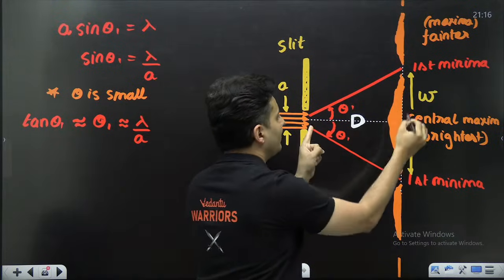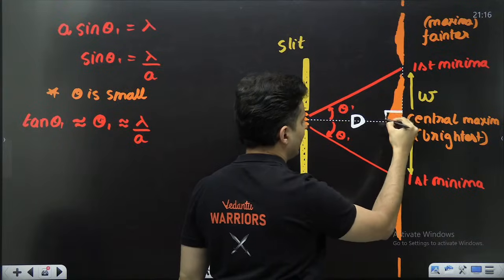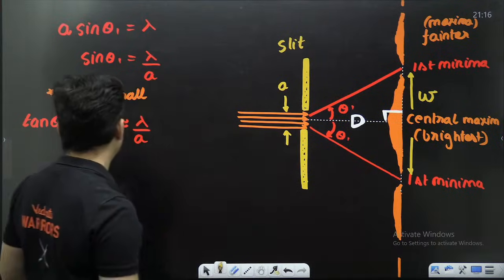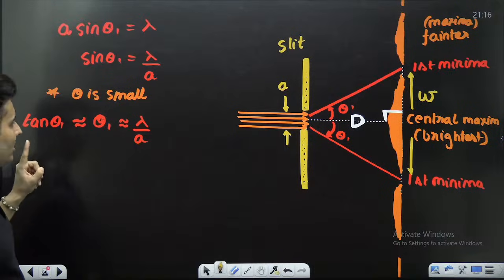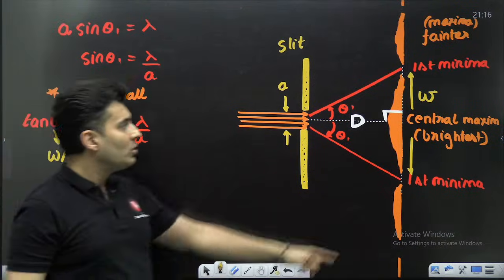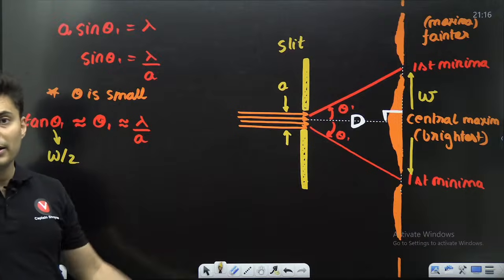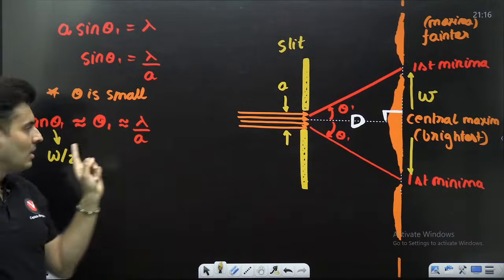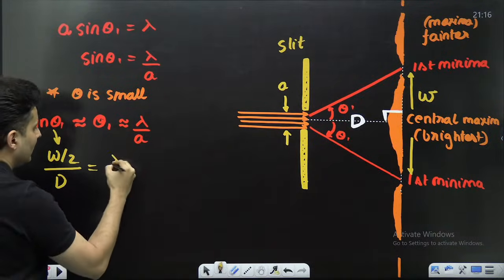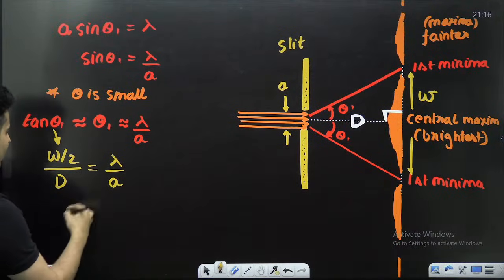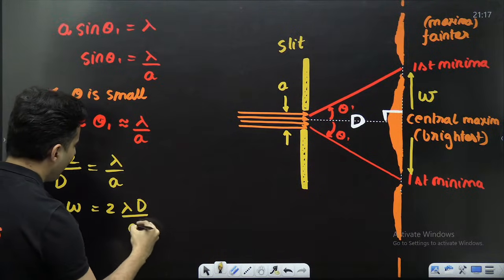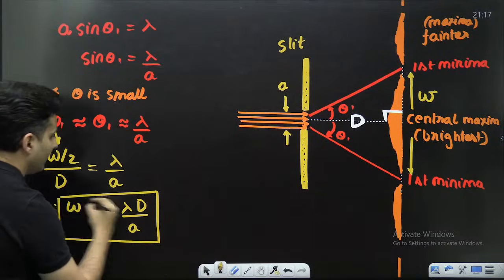I'll tell you how. If you look at this triangle, this is 90 degrees. Opposite side by adjacent side is tan theta. What is the opposite side, my dear warriors? The opposite side is nothing but W by 2. W is the width of it. Everybody with me? Adjacent side is D, so tan theta is lambda by A. Rearranging the terms, I will get W is nothing but 2 lambda D by A. This is the width of the central maxima.